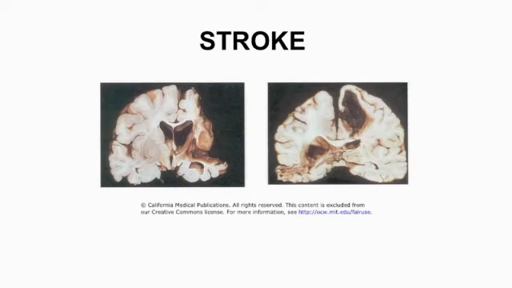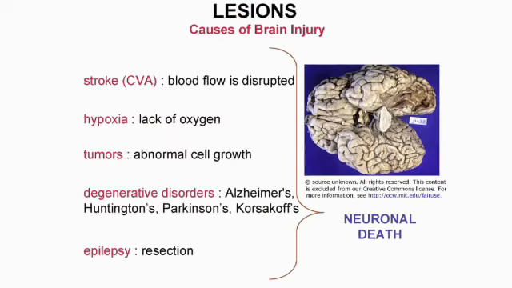So what's a big injury you can have? You can have a stroke where tissue in the brain no longer receives the vascular supply that it depends on so greatly. And a lot of different things like hypoxia, lack of oxygen. The brain is very sensitive to oxygen. Tumors can grow. You can have degenerative disorders like Alzheimer's, Huntington's, Parkinson's, and others. Epilepsy. So there's lots of different ways in which you can end up with brain injury and ultimately neuronal death.